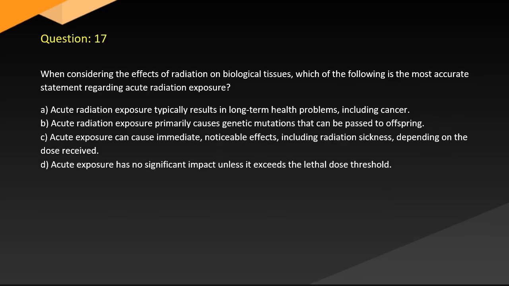Question 17. When considering the effects of radiation on biological tissues, which of the following is the most accurate statement regarding acute radiation exposure? A. Acute radiation exposure typically results in long-term health problems, including cancer. B. Acute radiation exposure primarily causes genetic mutations that can be passed to offspring. C. Acute exposure can cause immediate, noticeable effects, including radiation sickness, depending on the dose received. D. Acute exposure has no significant impact unless it exceeds the lethal dose threshold.